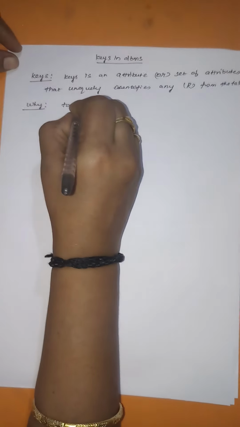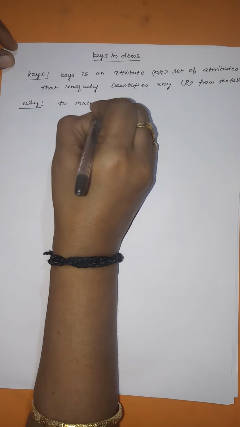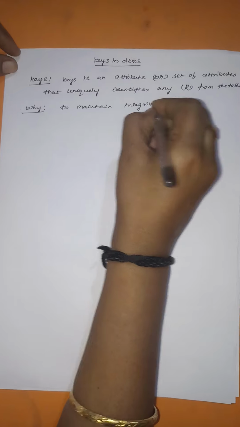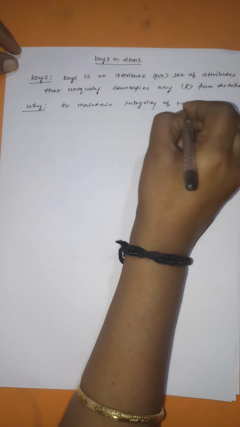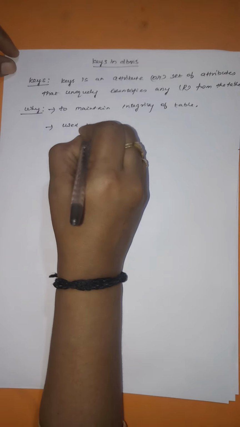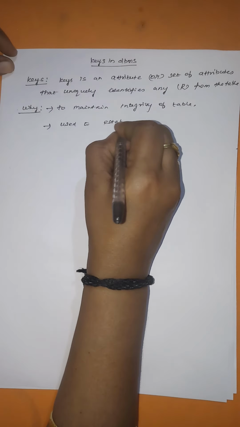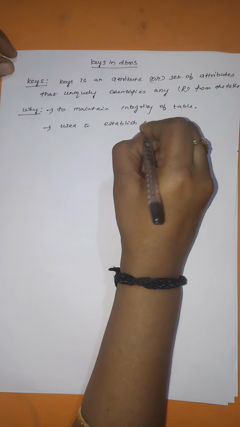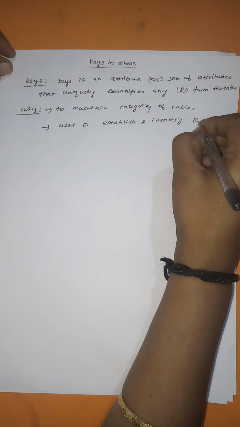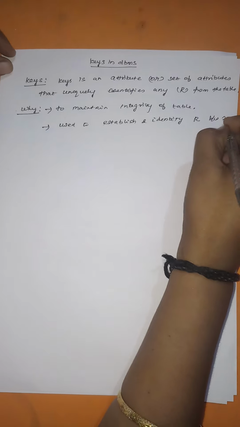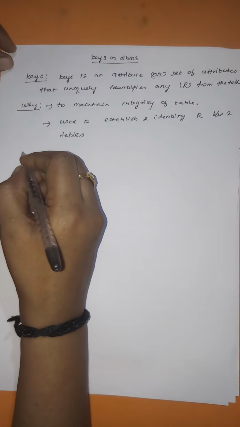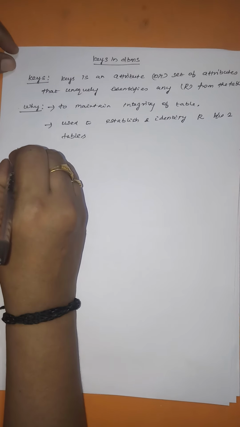To maintain the integrity of the table. It is also used to establish an identity relationship between two tables. So keys can be classified into more than one type.